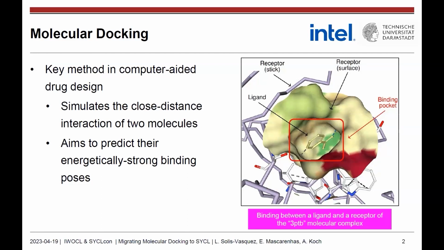Molecular docking is a key method in computer-aided drug design, and it simulates the close interaction between two molecules. The idea of molecular docking is to find the binding poses of these two molecules that are energetically strong.